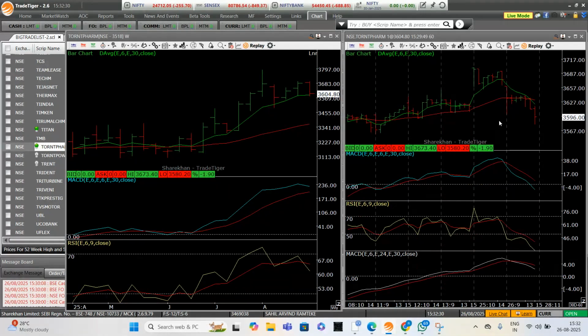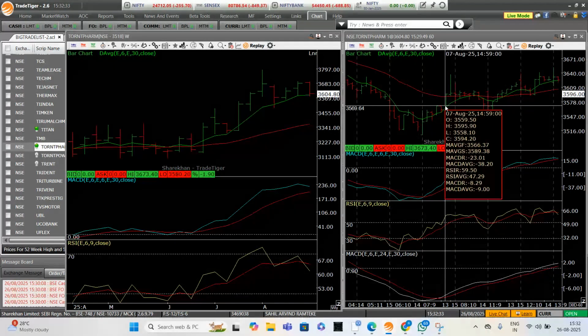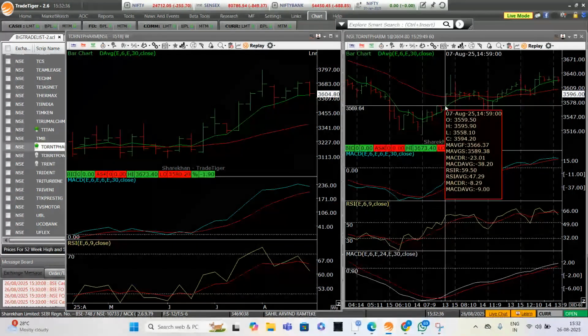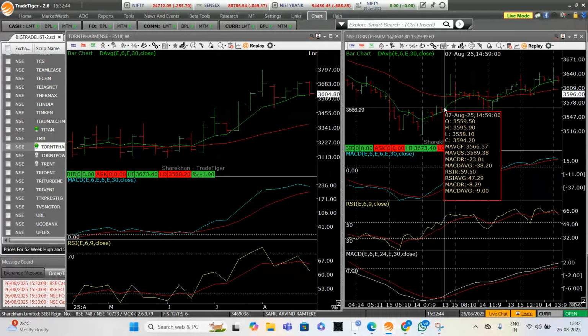All this has happened on 7th of August. So can we see here, at 3 o'clock, the MACD, right? This is the white line, ma'am, the white line at the bottom. So we can see over here the MACD has also come up, correct?